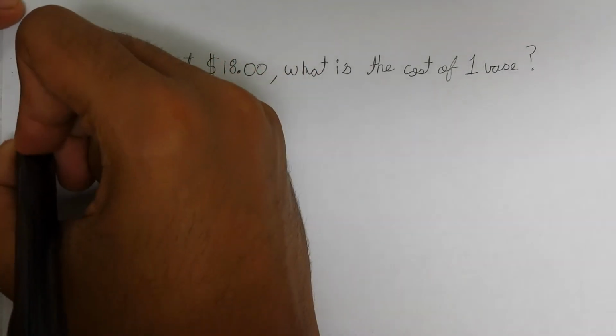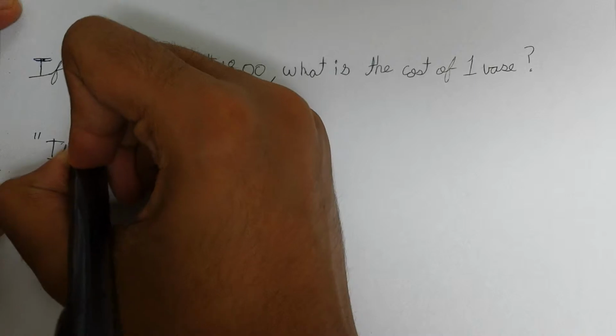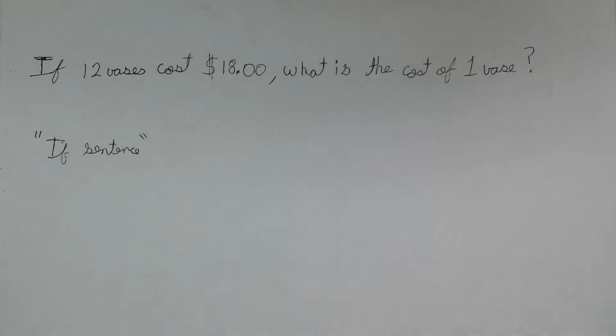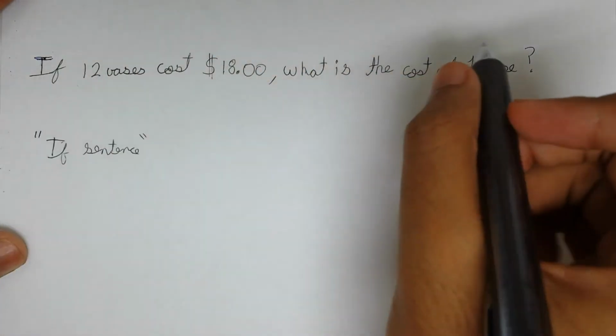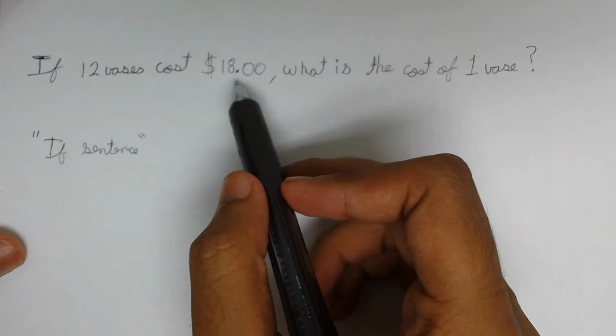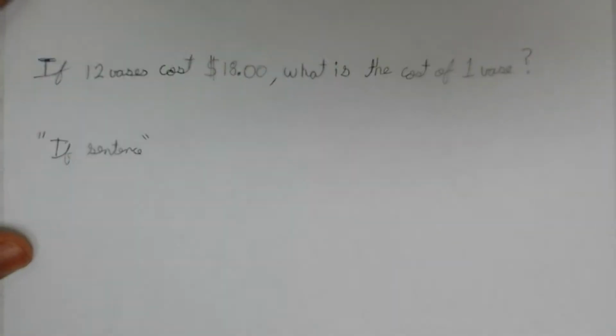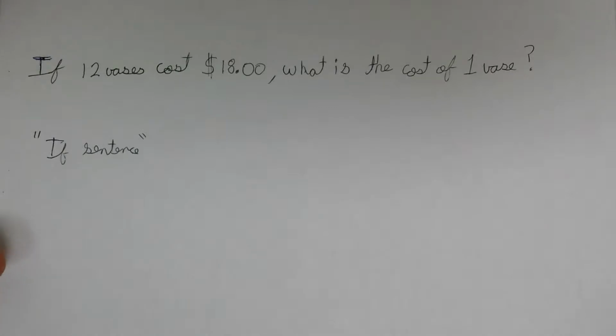I call it the if sentence. Actually, this was given to me as an idea by someone who I'll put in the description. Basically, an if sentence is just a sentence that says this is this, then what is this? So for this question over here: if 12 vases cost $18, what is the cost of one vase? To put this as a proportion is basically putting it in as an if sentence.